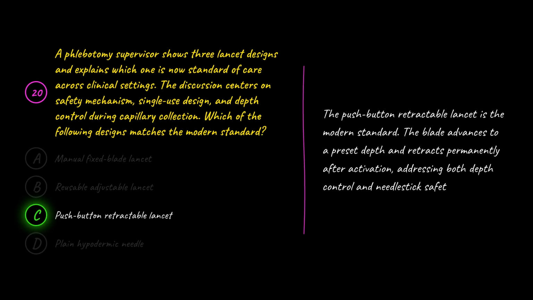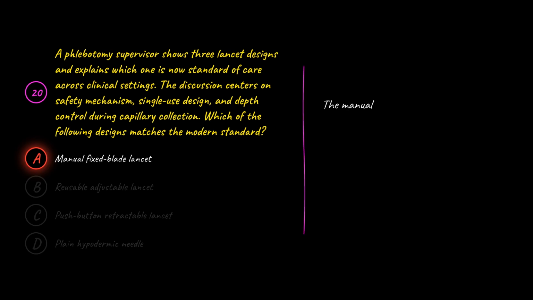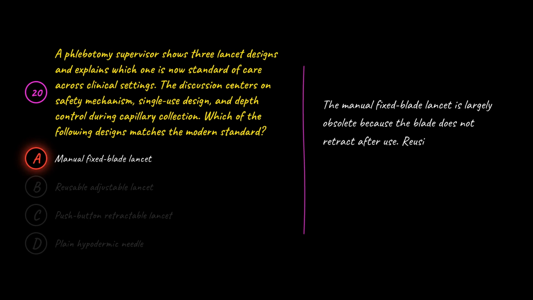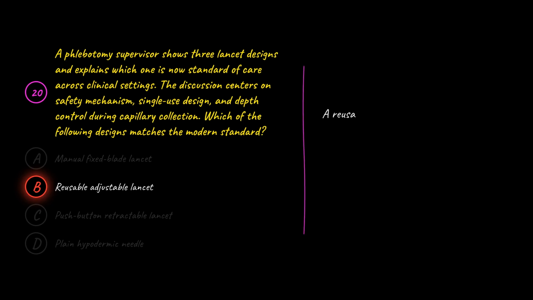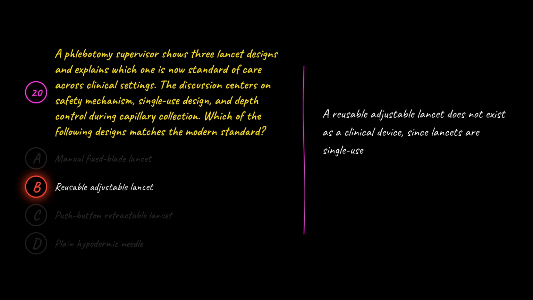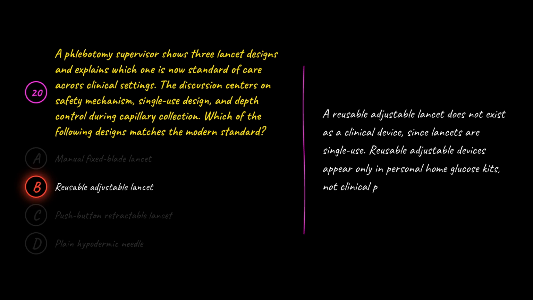A is wrong because the manual fixed blade lancet is largely obsolete because the blade does not retract after use. Reusing or accidentally contacting the exposed blade creates needle stick risk that the retractable design eliminates. B is wrong because a reusable adjustable lancet does not exist as a clinical device, since lancets are single-use. Reusable adjustable devices appear only in personal home glucose kits, not clinical practice.